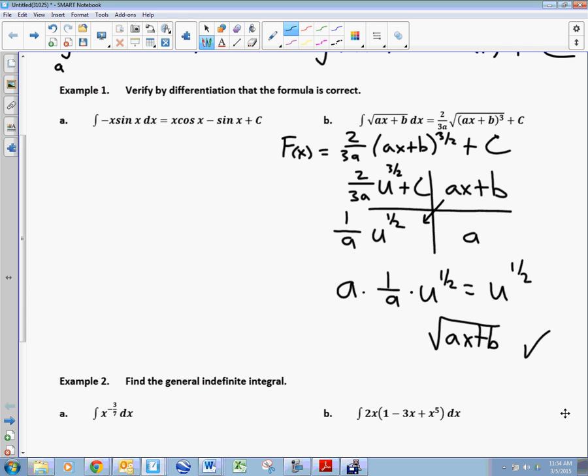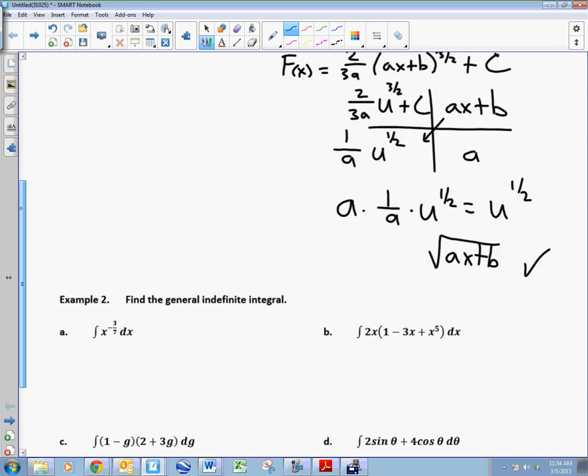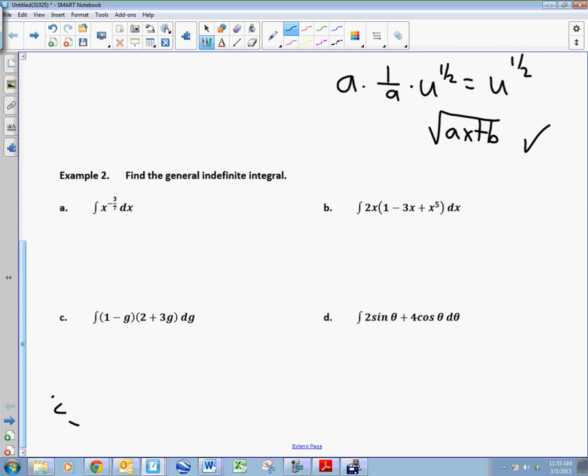What do you think? Any questions on that? Yep, so you should verify by differentiation that this is correct. So you see the c, you take the derivative, you get nothing. Okay? All right.